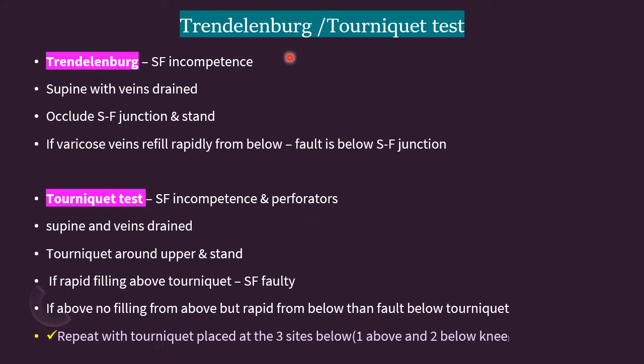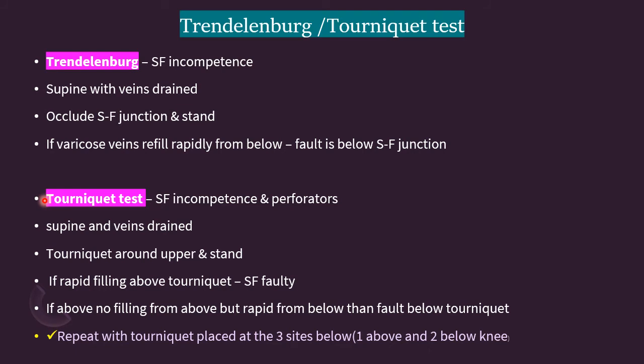Trendelenburg or tourniquet test. The Trendelenburg test is a test of saphenofemoral incompetence. With the patient lying supine and the veins of the leg drained, occlude the SF junction and then ask the patient to stand. If the varicose veins refill rapidly from below, then the source of the problem is below the SF junction. On the other hand, if on removing the occlusion at the SF junction, it fills from above, then the fault is at the SF junction.